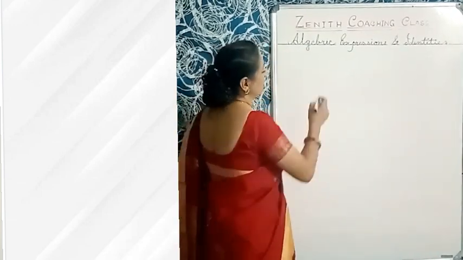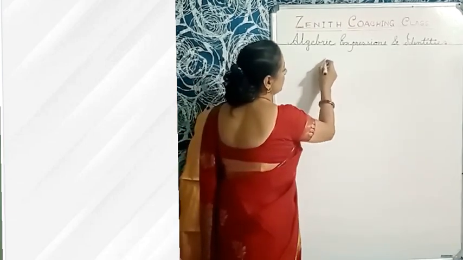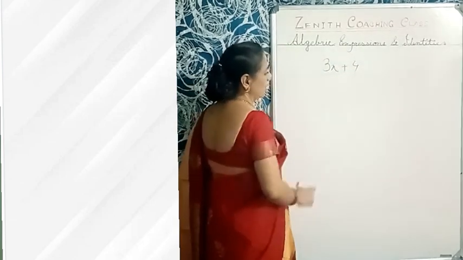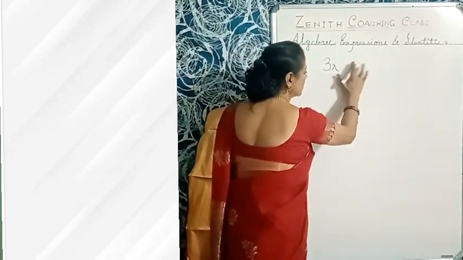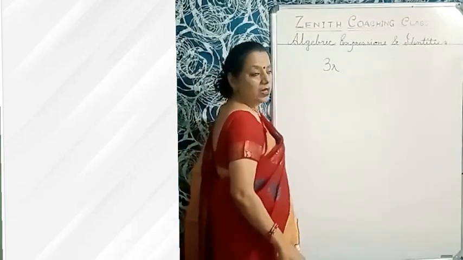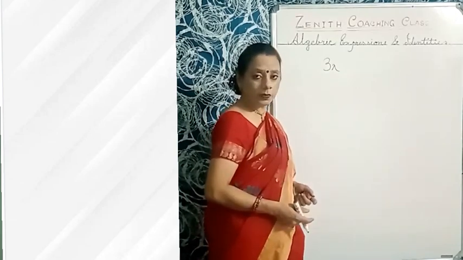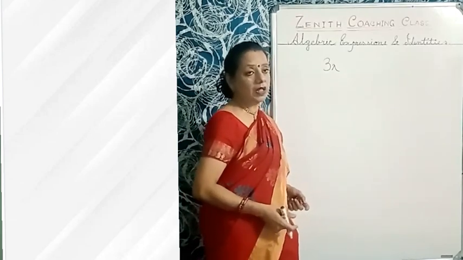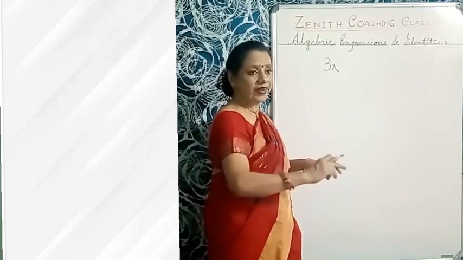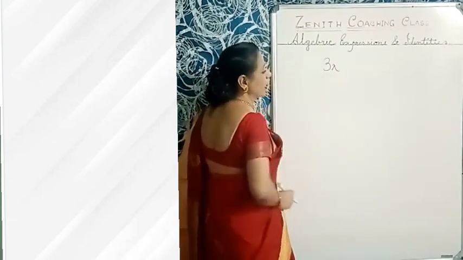So now let's think about 3x plus 4. First we'll start with 3x. Is it binomial, monomial or trinomial? Everything is a polynomial. Binomial is also a polynomial, monomial is also a polynomial, trinomial is a polynomial, and multinomial is also a polynomial. Categories of polynomials. Okay, so let's start with 3x.